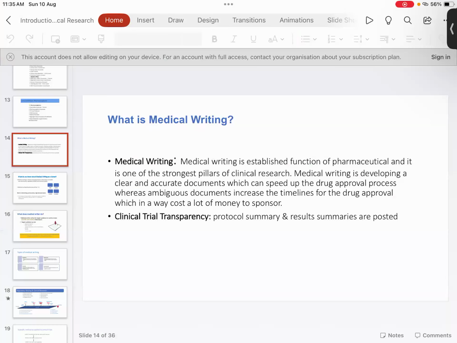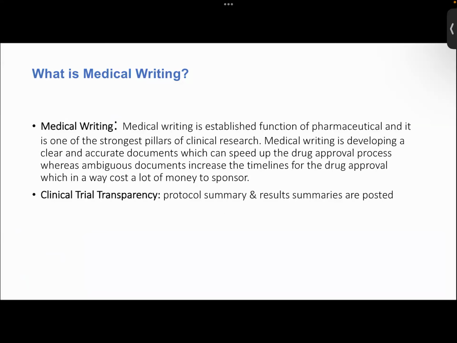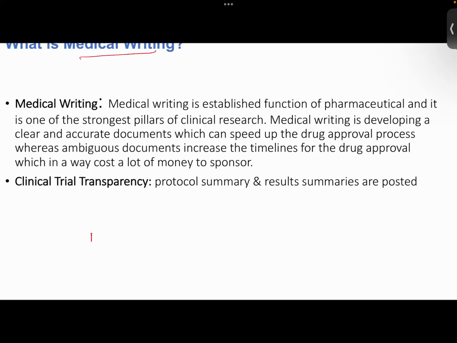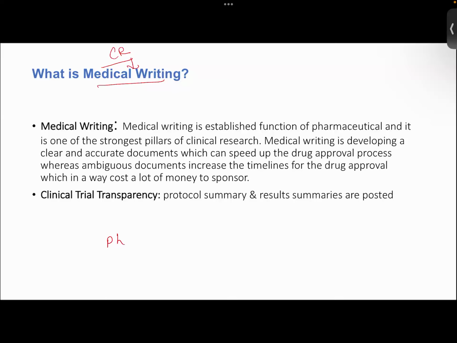Now, what is medical writing? So, I will give you one example so that you can relate to it. We say that medical writing is one of the functions in clinical research. Suppose we take an example of a phase 1 study, because we have taken phase 1, right? What are the different stages of a clinical trial? One is planning, then execution, then close out. That is the journey of a clinical trial.